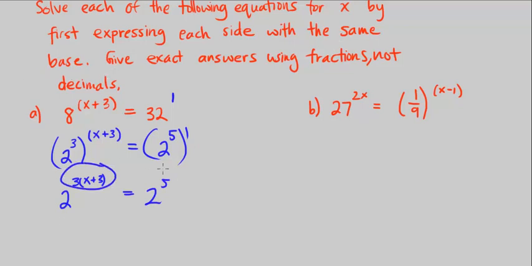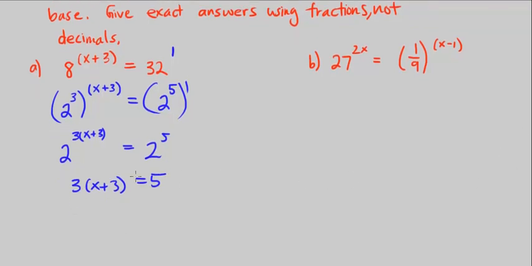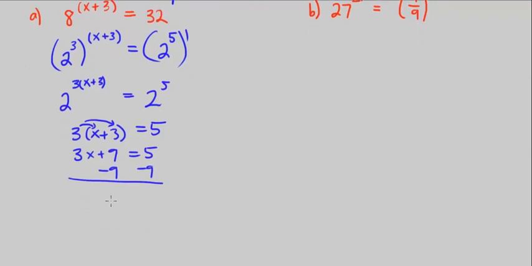So then I can go ahead and set the exponents equal to each other. That means 3 times x plus 3 is equal to 5, and I'm just solving for x, right? So first I want to distribute the 3. I get 3x plus 9 is equal to 5. Subtract 9 from both sides. Negative 4 here, 3x here. Divide both sides by 3. And I get x equal to negative 4 over 3.